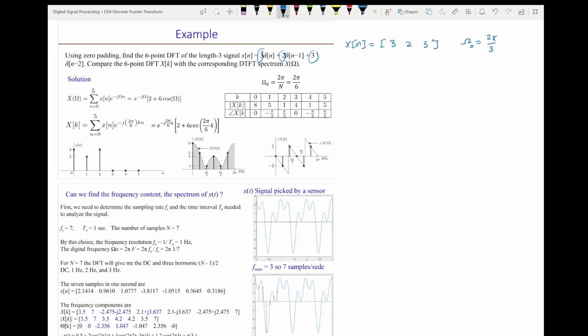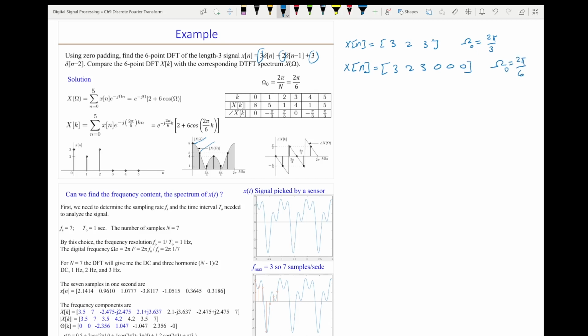Now, if I want to improve the frequency resolution so I can see more samples, instead of seeing only these 3 samples, 1, 2, 3, now I need to see more samples. So I need to see those 3 extra. Then one solution is to pad these by 3 zeros. So now it will be 3, 2, 3, 0, 0, 0. And now the frequency resolution will be 2 pi over 6.